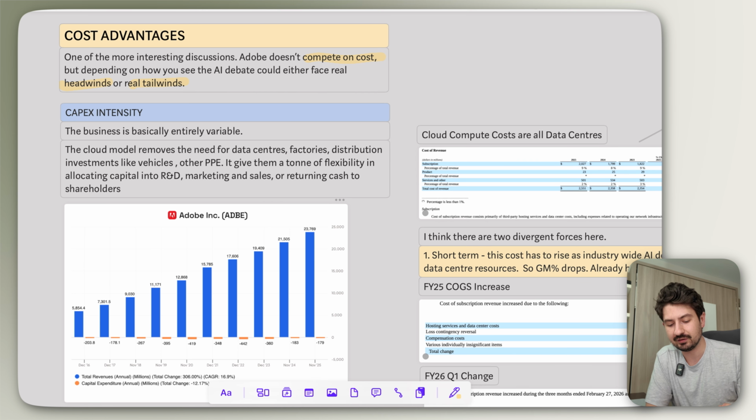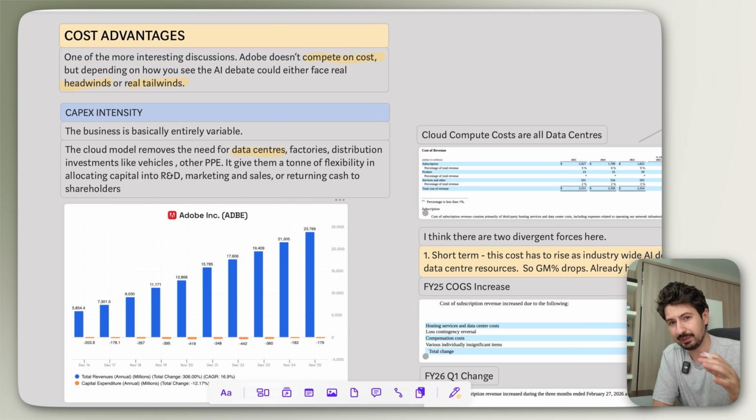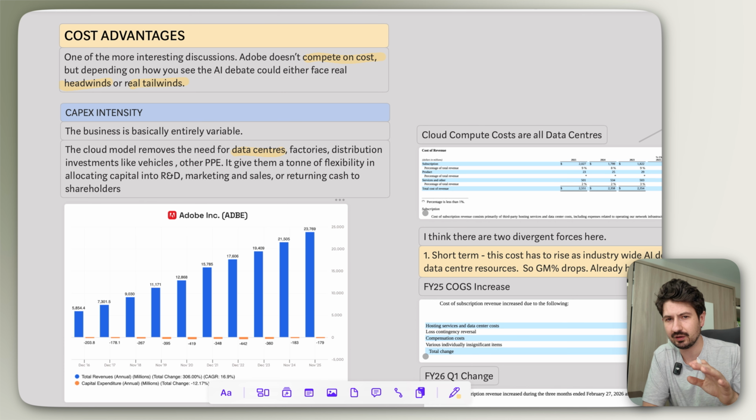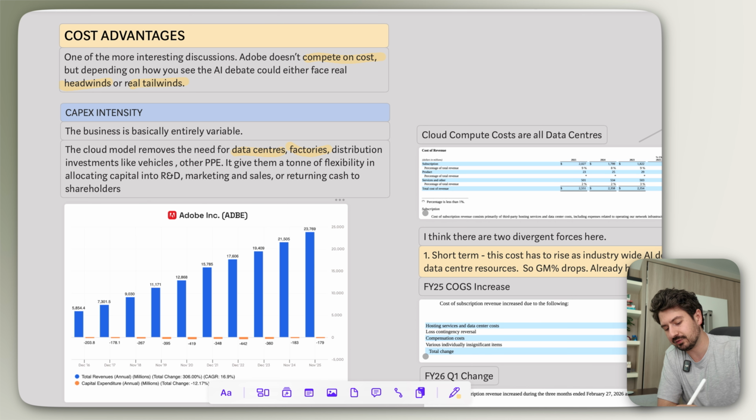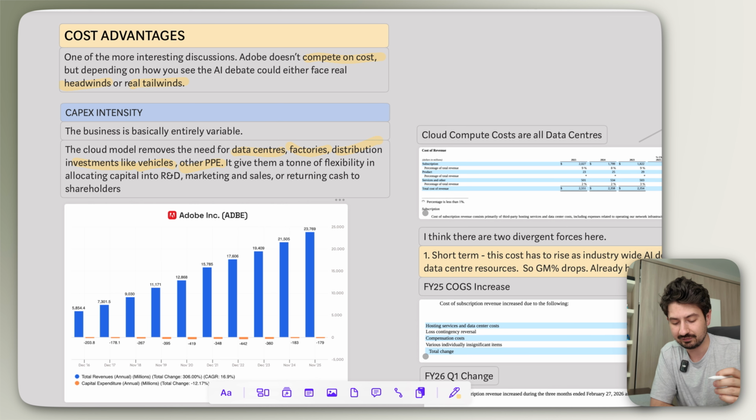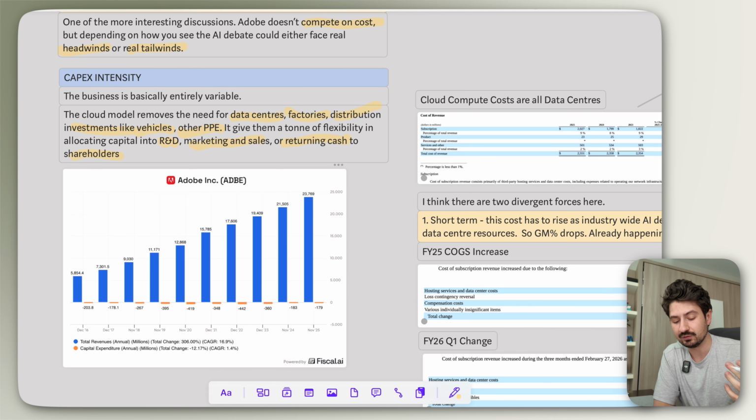The business is basically entirely variable. The cloud model, where they rent compute from Microsoft or Amazon, basically removes the need for them to build data centers. Apparently they actually have one, but I'm not 100% sure on that. They don't have to build factories. They don't have distribution investments like vehicles or other PPE like storage facilities. And that basically gives them a ton of flexibility in allocating capital either to R&D, marketing and sales, or returning their cash to their shareholders, which they tend to do via buybacks.